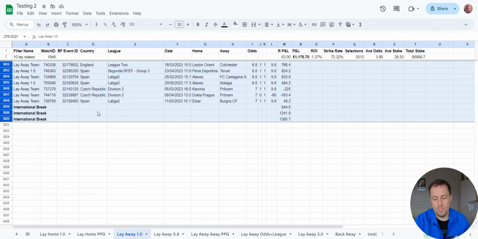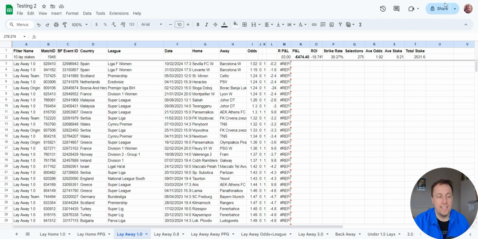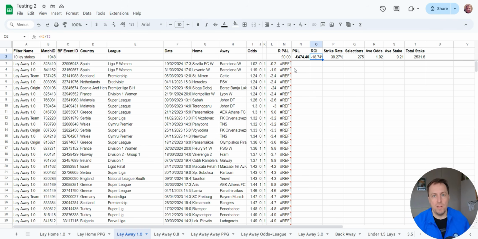Okay, so I've selected all the games that aren't 2.3 or below, that are 2.3 or above. Just going to delete all of those. And look at this. Minus £474 from those odds ranges. 19% ROI loss. That's huge, right? So what's this telling us? This is clearly telling us this odds range needs to be removed. But not only that, we should be backing these odds, okay?